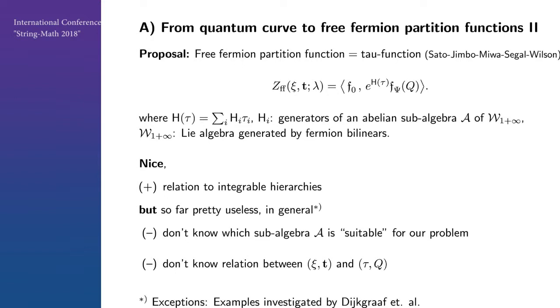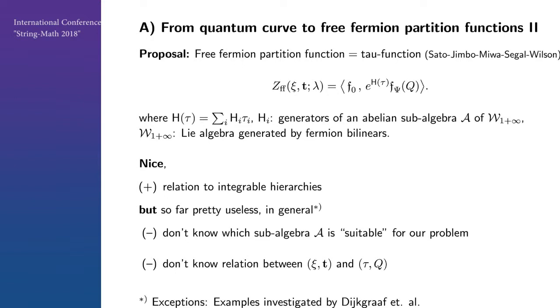But of course, here's one of the first problems. We have no clue what the relation between zeta, t and tau, Q is supposed to be. What's nice about it, what is built into this construction, and it's basically tautological, is a nice relation to integrable hierarchies. And this has been extensively discussed also in the context of topological string in the work of Mariño, Dijkgraaf, Vafa, and others.